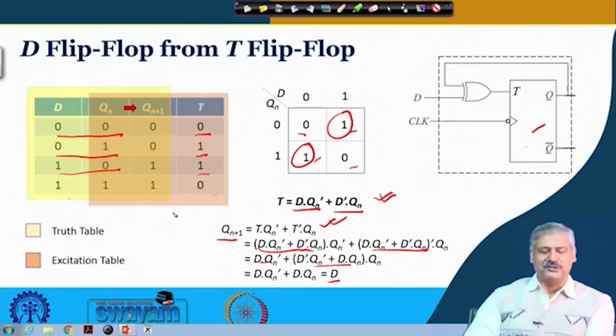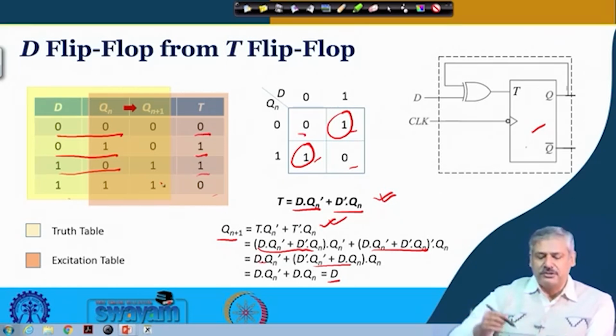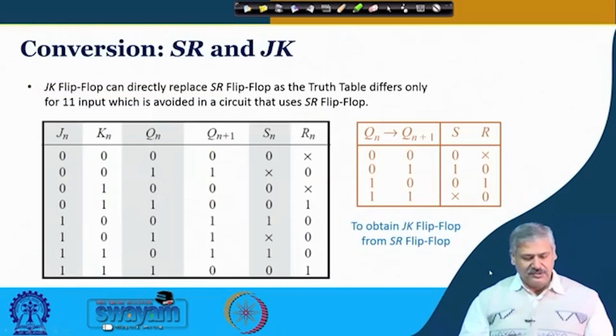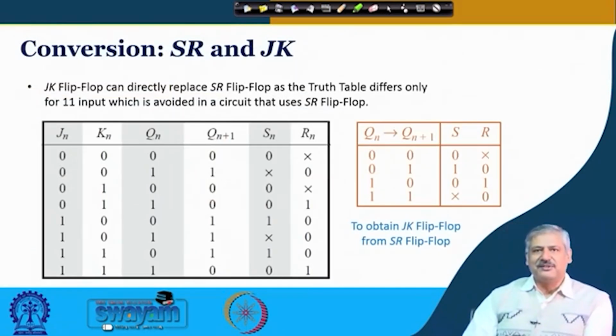These are the steps we know: the truth table, and then what is required for the input in all those cases, which is obtained through the excitation table. Now, let us look at another example, where we require a JK flip-flop made from an SR flip-flop. Given an SR flip-flop, we require a JK flip-flop.